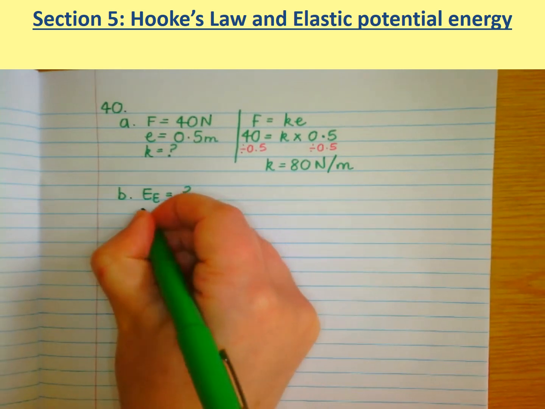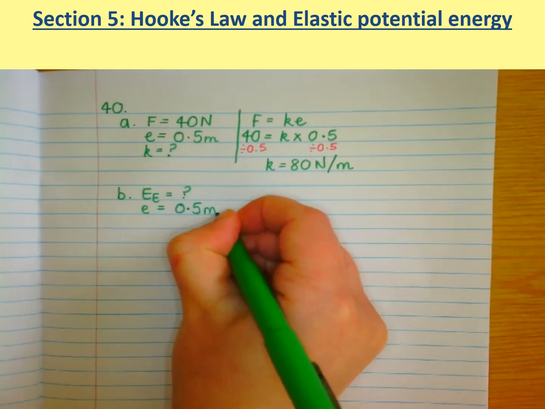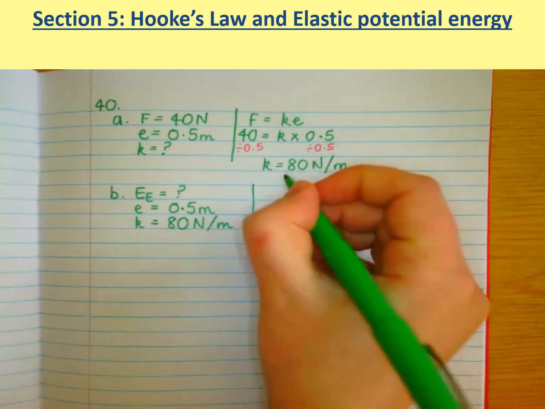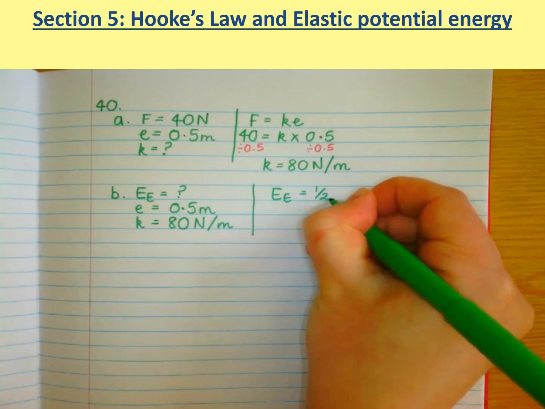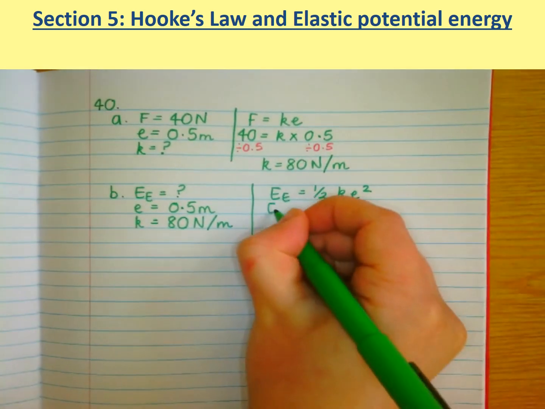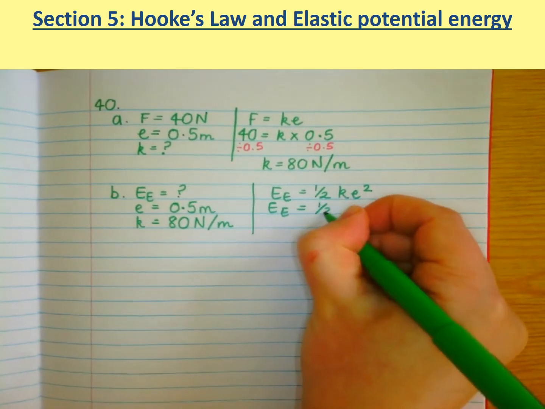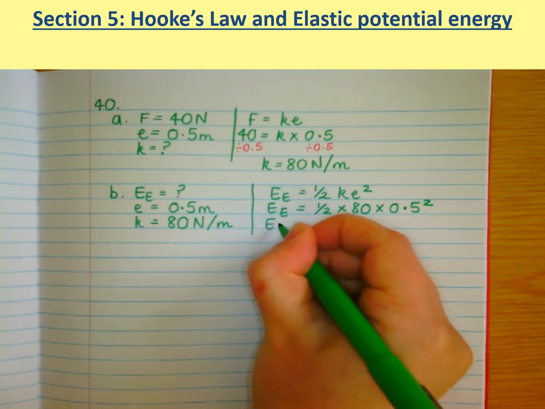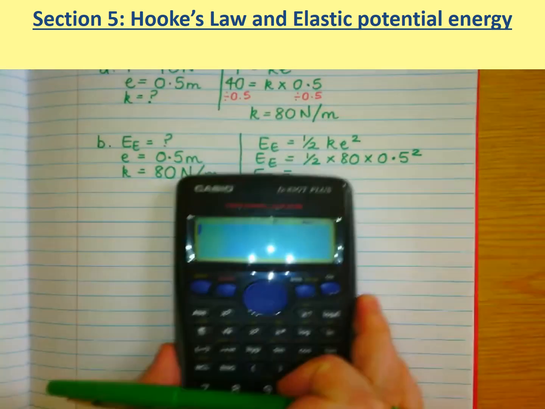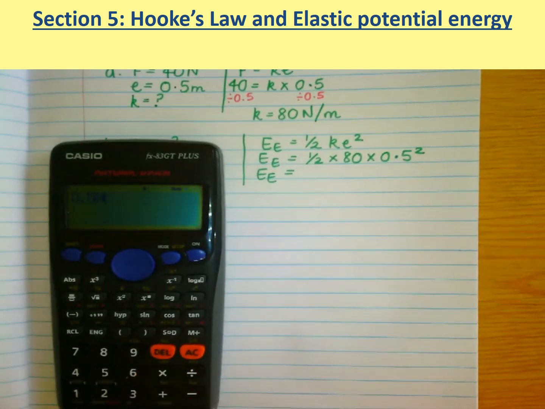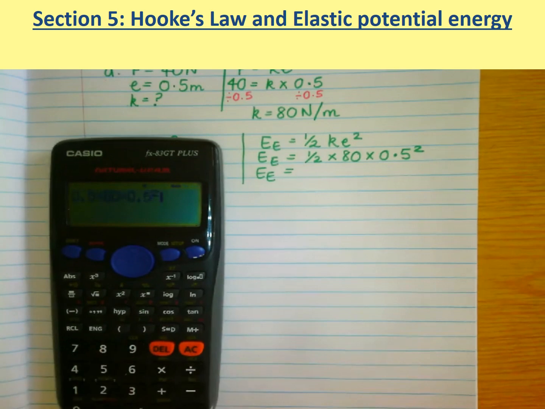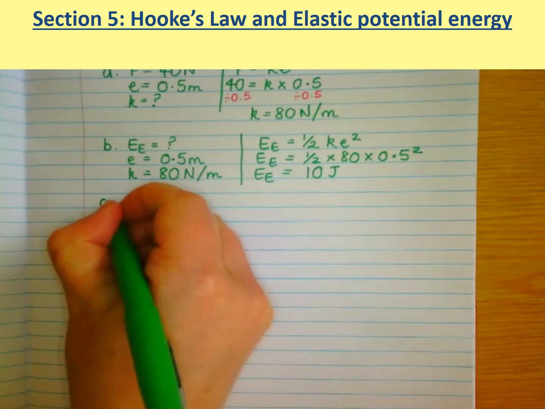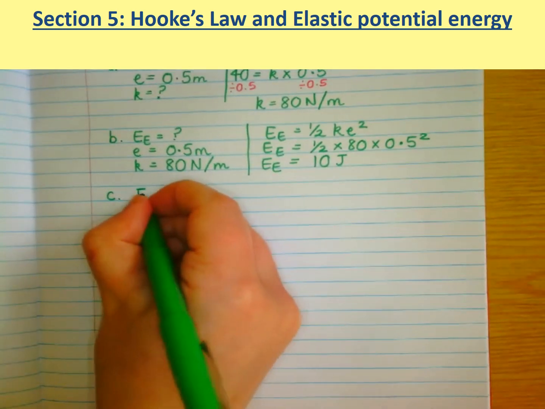Part B asks us to calculate the elastic potential energy stored in this spring. Now the extension is 0.5 metres, and the spring constant we worked out in part A to be 80 newtons per metre. The equation for elastic potential energy is E is equal to half ke squared. So elastic energy is equal to half times 80 times 0.5 squared. And when I type this into my calculator, I make sure that I only square the extension, which is 0.5 metres. And that gives me an elastic potential energy of 10 joules.